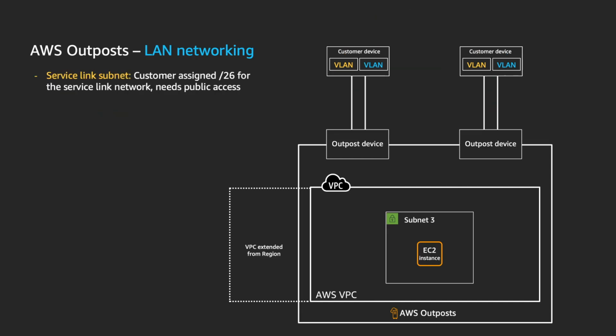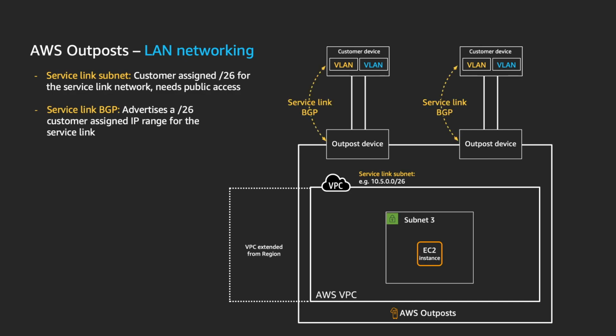Next, for the Outpost itself, we'll ask customers to assign a /26 for what we call the service link subnet. The service link subnet is what we use to address the Outpost from an infrastructure perspective and how it reaches out back to the AWS region. So in this case, we're using a 10.5.0.0/26.